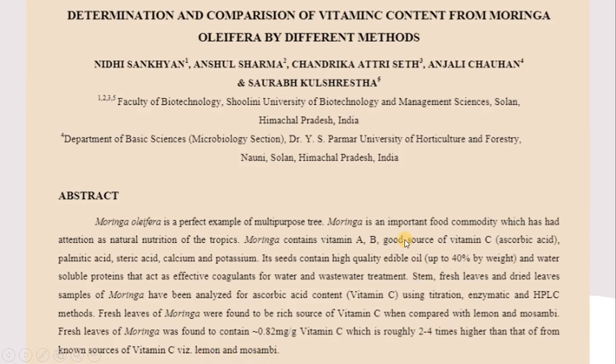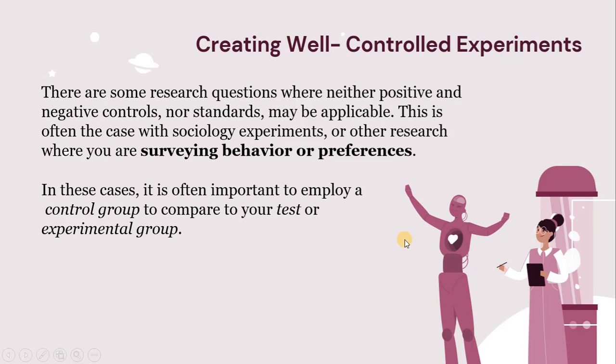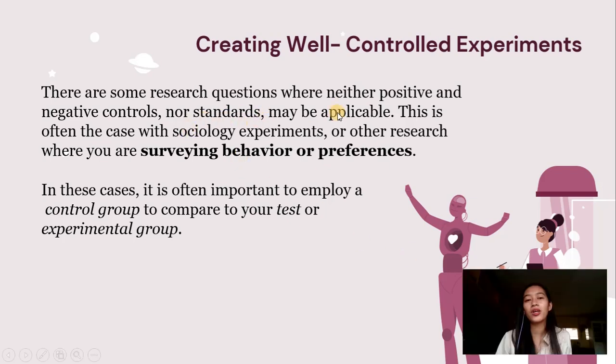So, creating well-controlled experiments. There is some research where they do not use standards, the positive or negative controls. This is often the case with sociology experiments, which involve the preferences or behavior of humans or animals. So in this case, you often employ a control group to compare with your test or experimental group.